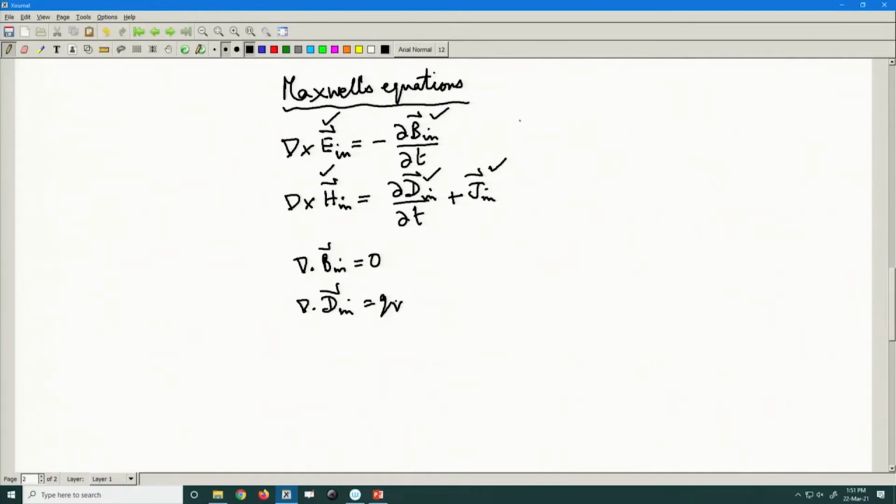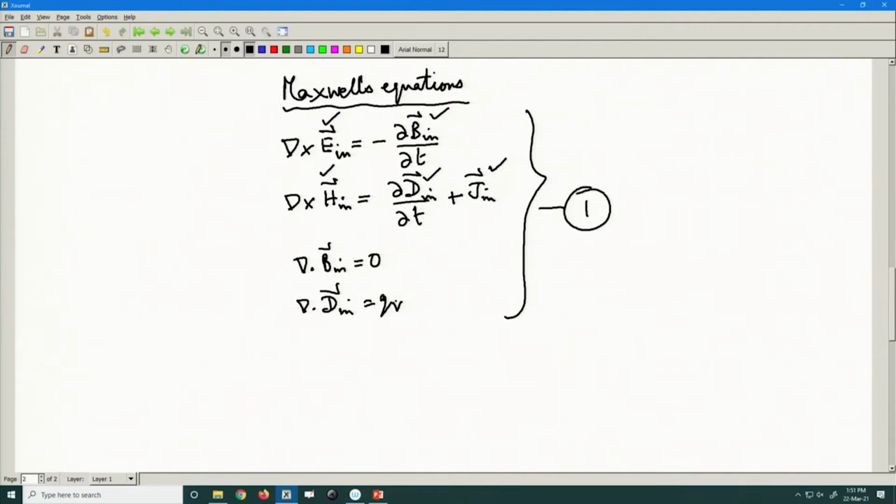So, the first two equations link the curl of the electric field to the time rate of change of magnetic flux density. That is the first equation. Let us call these 4 sets of equations equation 1.